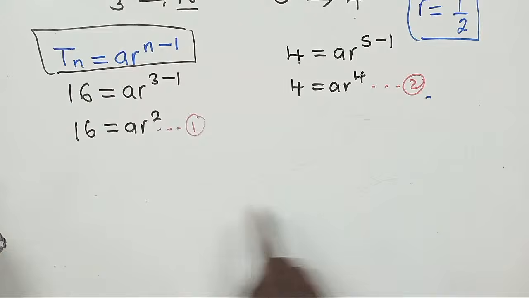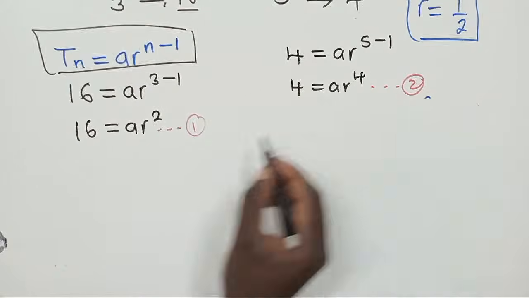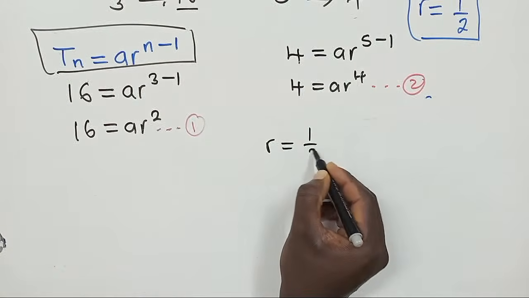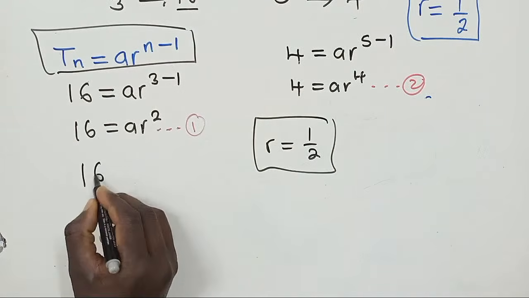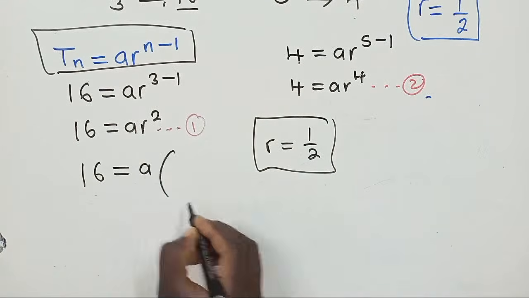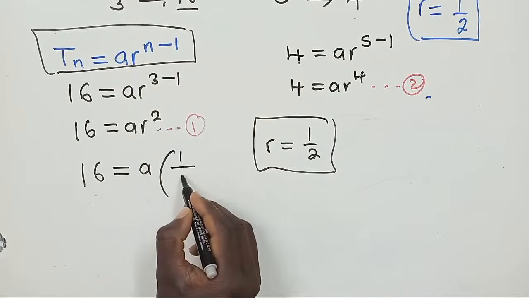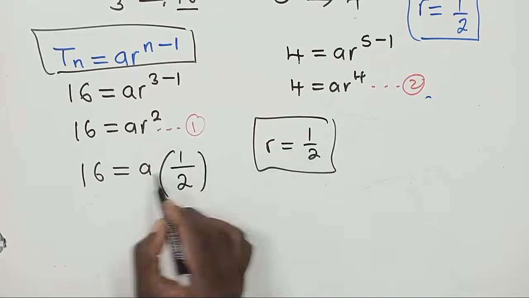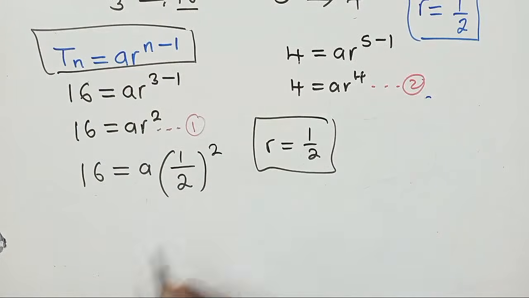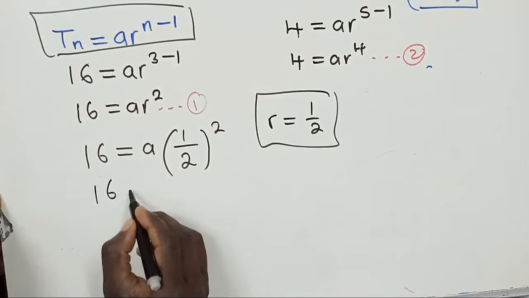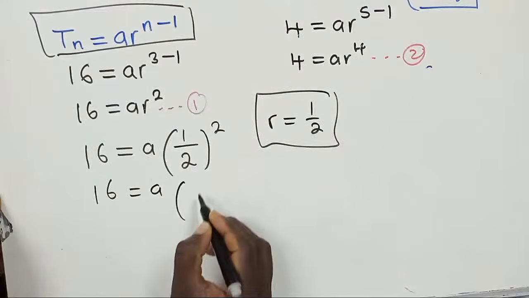So once you do that, you come to this other equation. We found our R to be equal to 1 over 2. This is the R we found. So just come to this one, 16 is equal to A. We want to solve for A, so we'll put the R right here. So it will look like this.